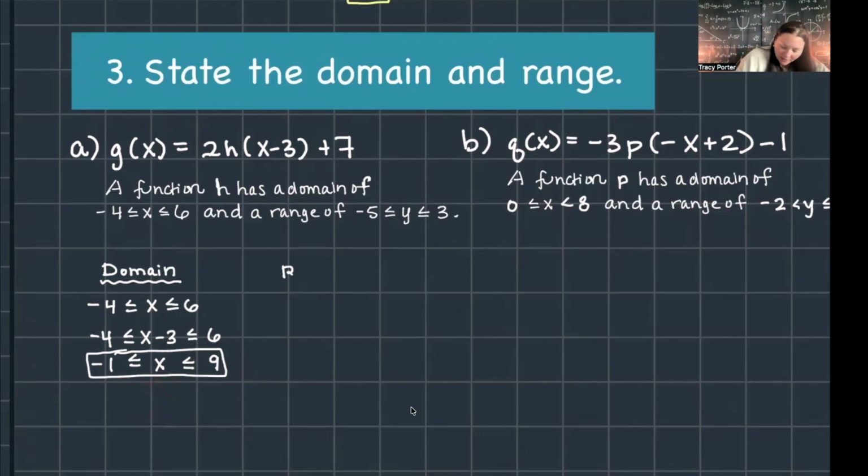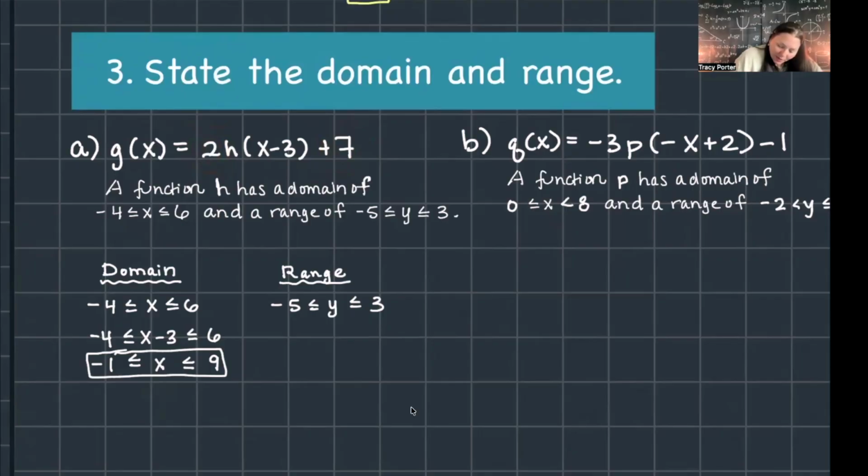Now for the range, you can actually just take the range that is given, which is minus 5 to positive 3. And the only two values that affect the range are this 2 and this 7. So this one you can do in 2 little steps. First, we can multiply that range by 2.